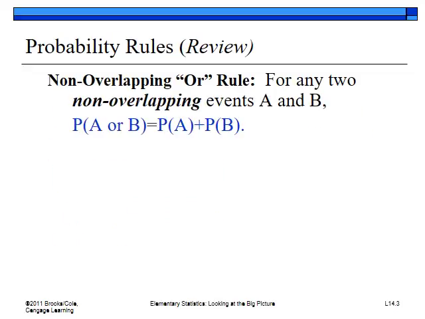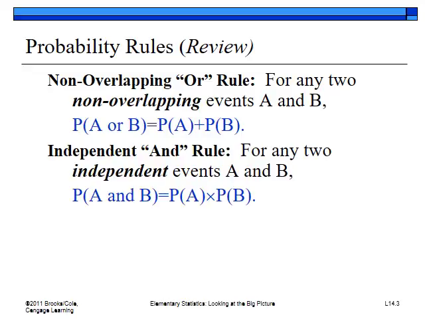Let's recap. If two events, A and B, are mutually exclusive, that is, they can't both happen at the same time, or they're non-overlapping, we can find the probability of A or B by adding the probabilities of A and B. If A and B are independent, that means that whether the first occurs has no bearing on the probability of the second. We can compute the probability of A and B by multiplying the probabilities of A and B.